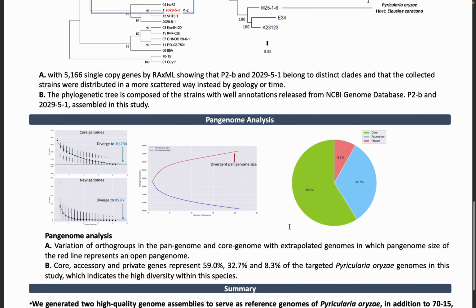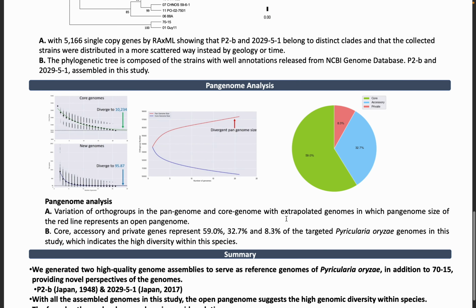And then we try to conduct the analysis of the pangenome. Here is the variation of ortholog groups in the pangenome and the core genome with extrapolated genomes, in which the pangenome size, the red line in this figure, represents an open pangenome because it is a divergent line instead of a converged line.